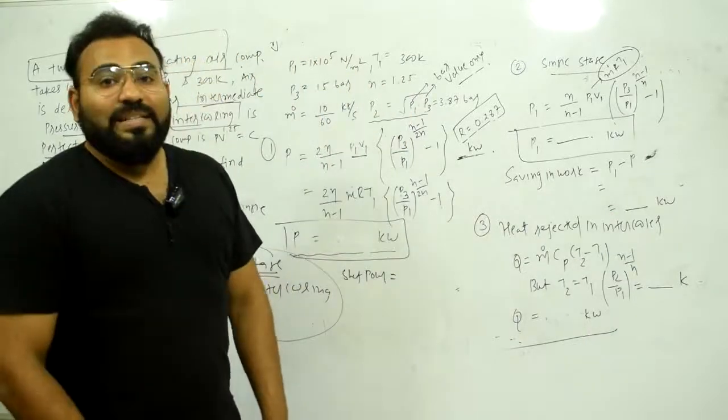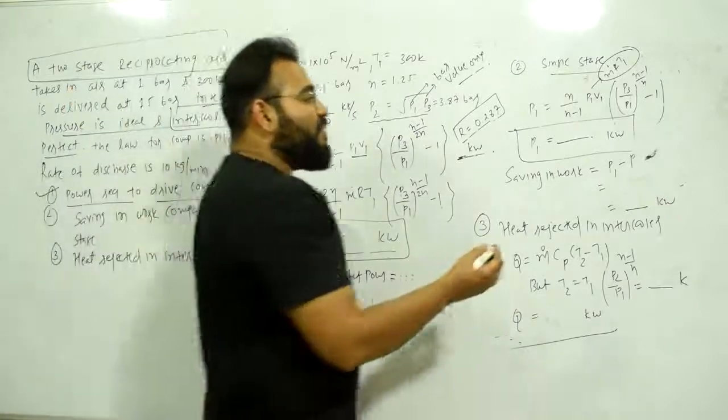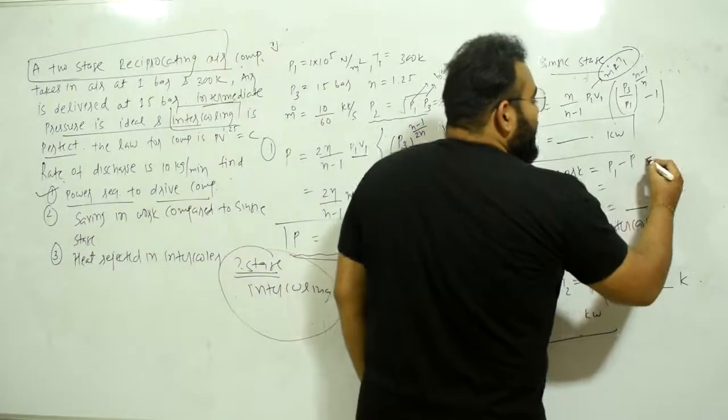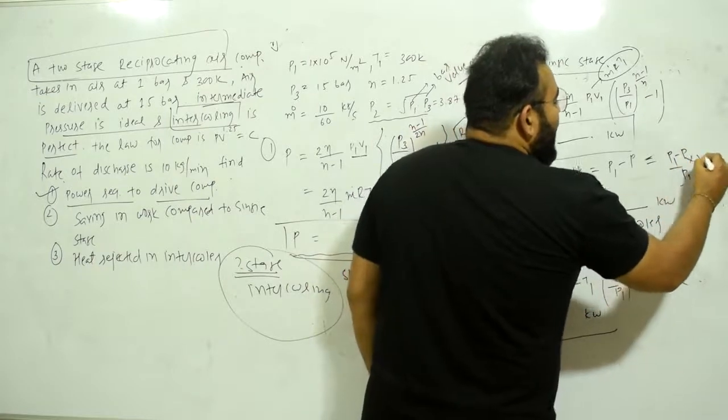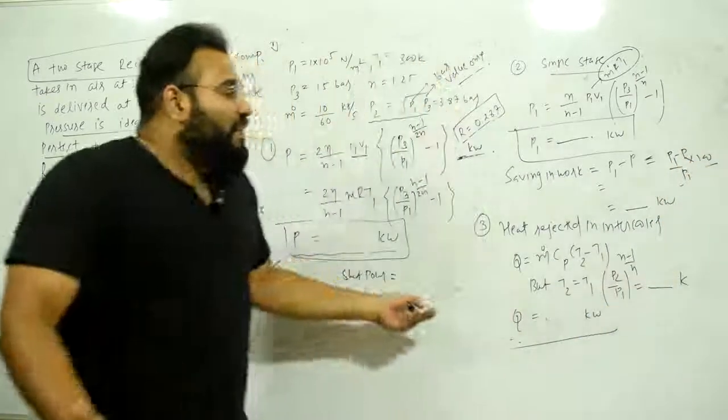Sometimes they will ask you to find it in percentage. So how can you find the value in percentage saving? Saving in percentage will be (P1 minus P) upon P1 multiplied by 100. So that is your saving in percentage.